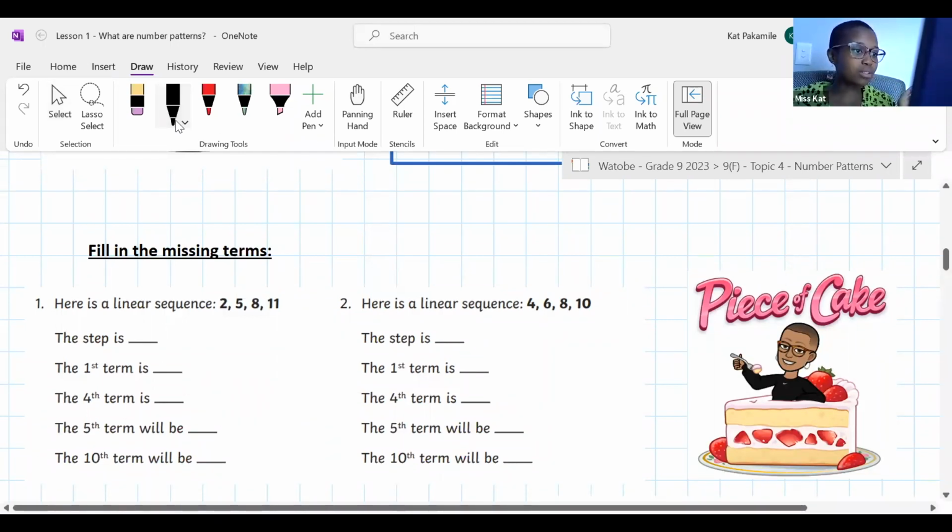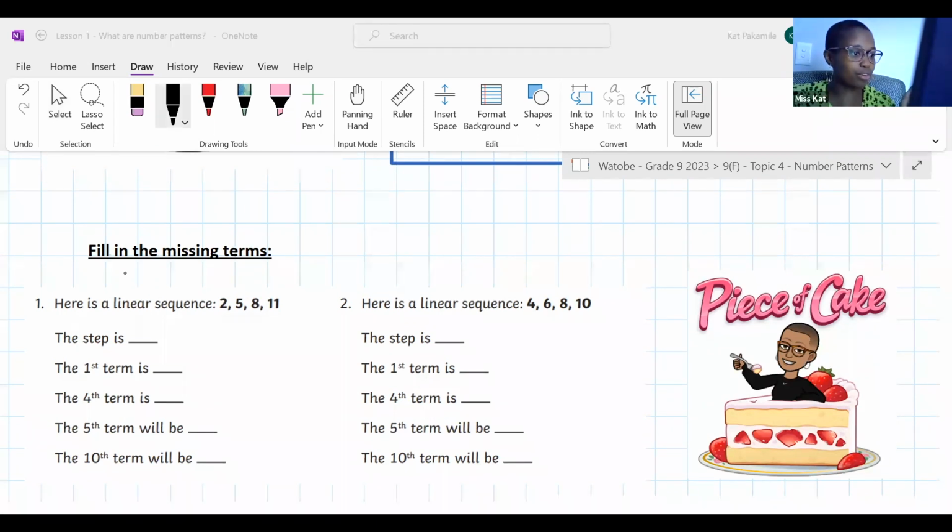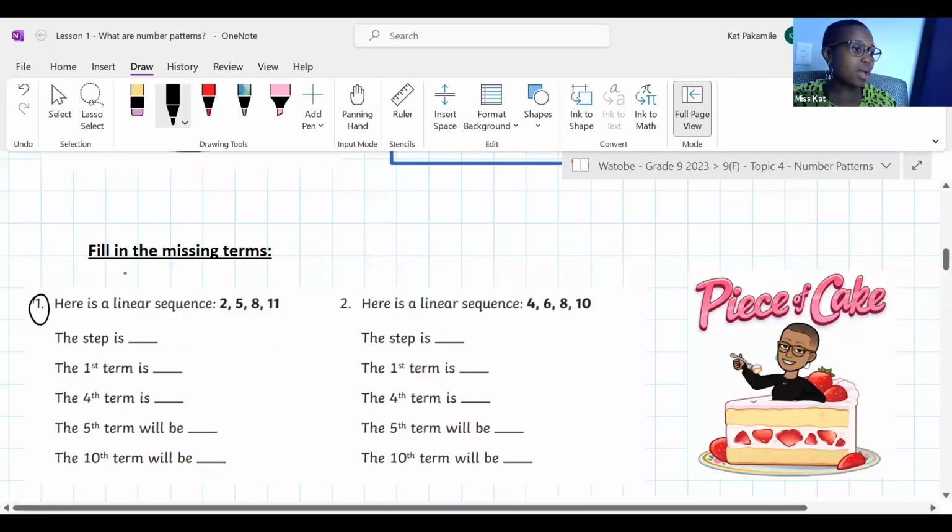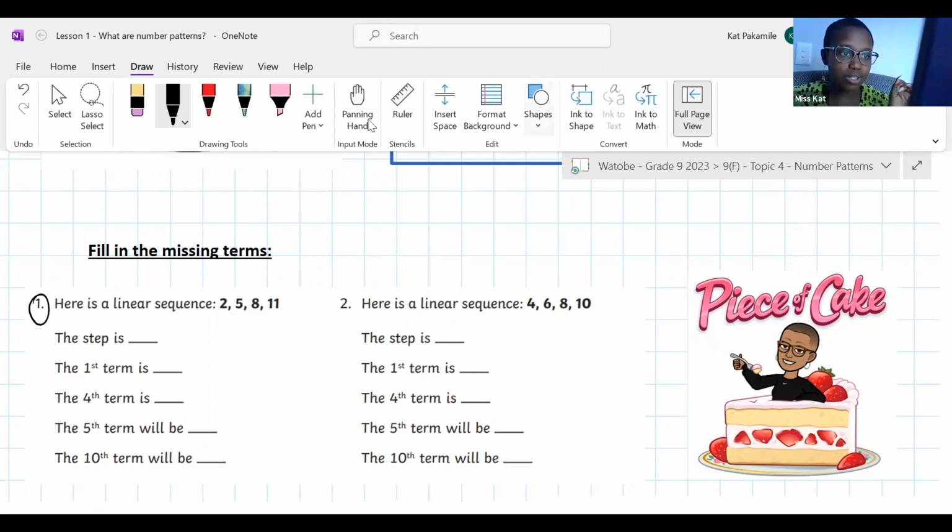Okay, let's talk about the first number pattern. We are on number 1. For everyone who just arrived, we have a linear sequence: a 2, a 5, an 8, and an 11. Yes, that makes sense, Michael, that would be number patterns. Today we're not worrying about what linear means. We'll talk about it another day. All you need to know is we have a number pattern in front of us.